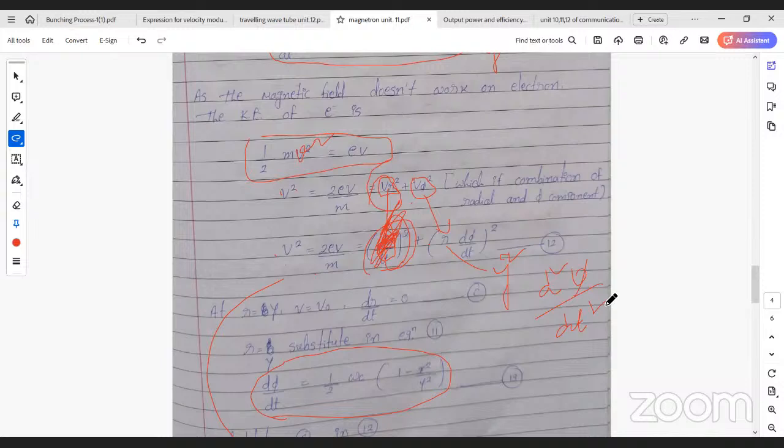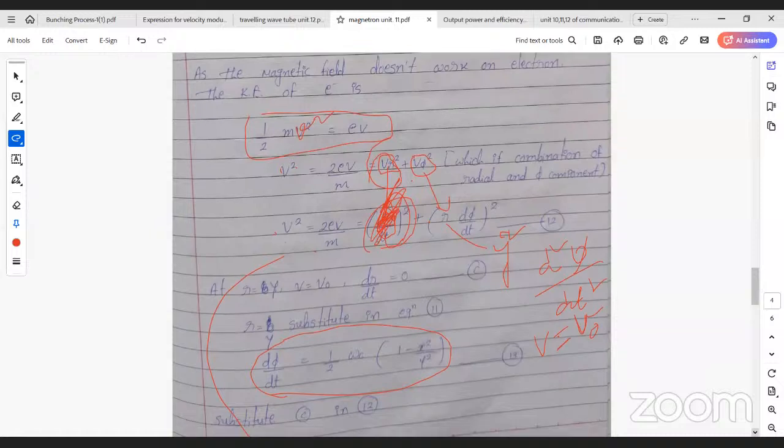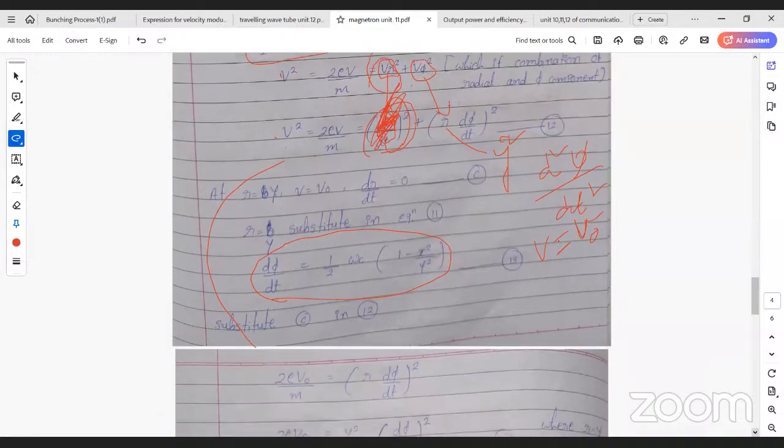On the LHS side, in place of V, substitute V naught. In place of V, what do I have to substitute? V naught. If you substitute V naught in place of V, you will get an equation. Which equation will you get? You will get equation number, this one.